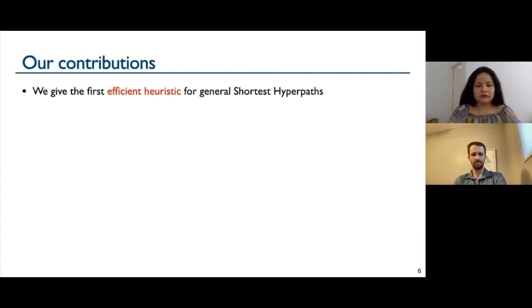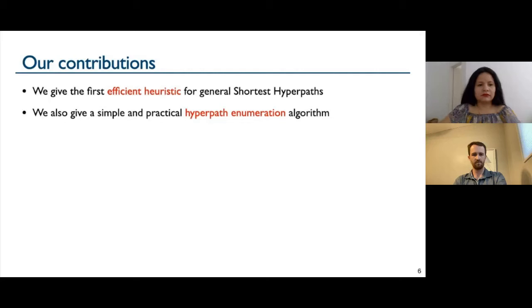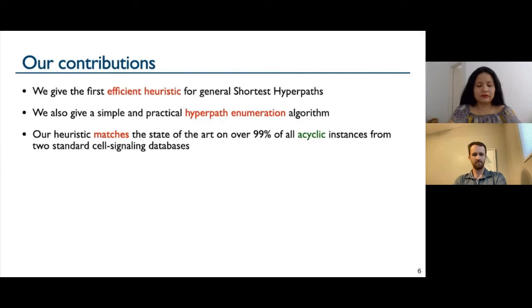We give the first efficient heuristic for general shortest hyperpaths that can contain cycles and runs in low-order polynomial time in the worst case. We also give a simple and practical hyperpath enumeration algorithm, which allows us to tractably measure how close our heuristic is to optimal.